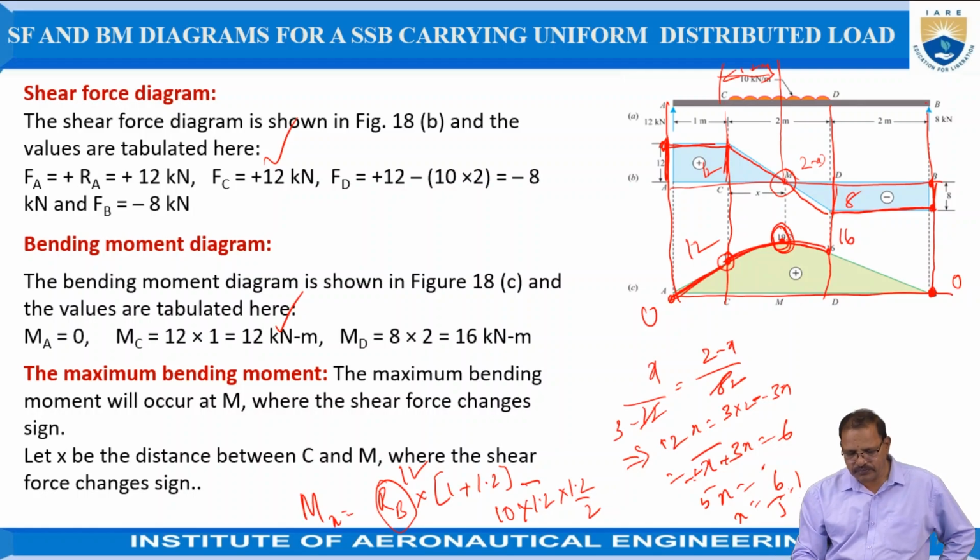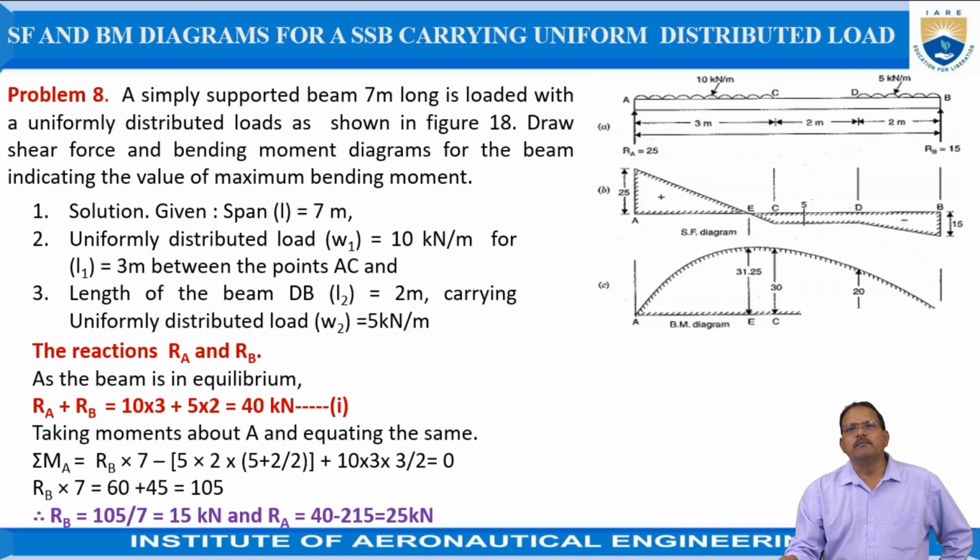distance now. Second problem: a simply supported beam 7 meters long is loaded with a uniformly distributed load as shown in the figure. Draw the shear force and bending moment diagrams for the beam, indicating the value of maximum bending moment. So what is given in the problem is the length of the span, equal to 7 meters.